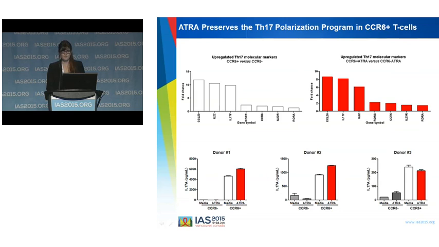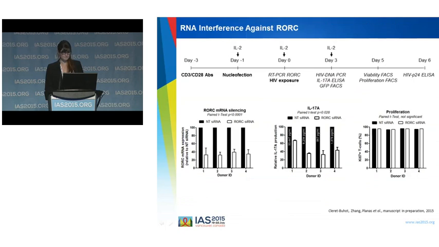Despite different reports that ATRA induces Treg differentiation, we observe that ATRA does not interfere with Th17 features in CCR6 positive T cells, including the ability to produce IL-17A. Because RORC is a master regulator gene for Th17 cells, we used AMAXA nucleofection technology for RNA interference against RORC.